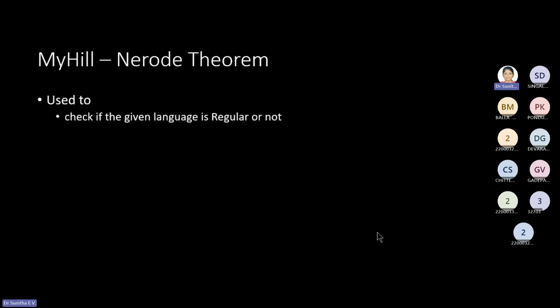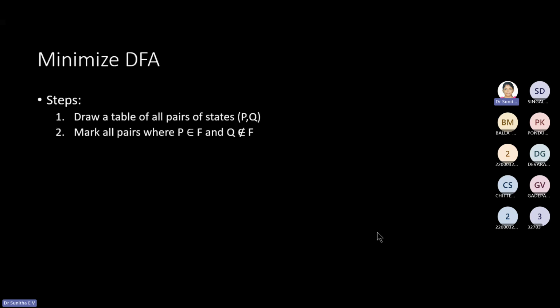There are basically two uses for this MyHill Nerode theorem. One is to check whether the given language is a regular language or not, and to minimize the given DFA. The two options are there. Here we are explaining how the MyHill Nerode theorem can be used for minimization. And the steps for minimizing is, first we have to draw the table of all pairs of states P and Q. Then mark all the pairs where P belongs to F and Q does not belong to F. That means if we take any pair of two states, one state should be a final state and the other state should not be a final state. That is the condition.